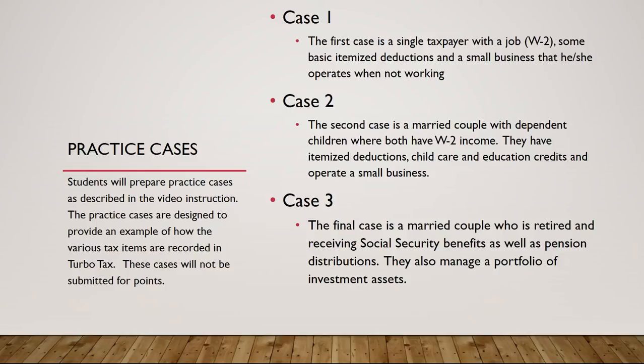The second case is a married couple with some dependent children. They have W-2 income, they have itemized deductions, some child care and education credits, and they operate a small business. And then the third case is a married couple who is retired, they're older, they're receiving Social Security benefits as well as pension distributions, and they're managing a portfolio of investment assets. So we'll see how the capital gains and capital losses will work in that situation.